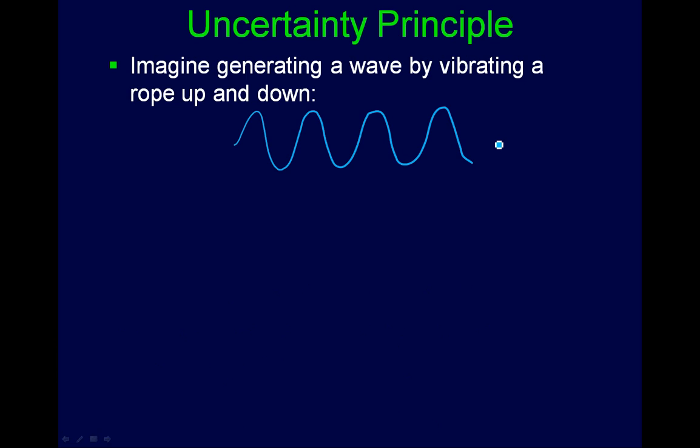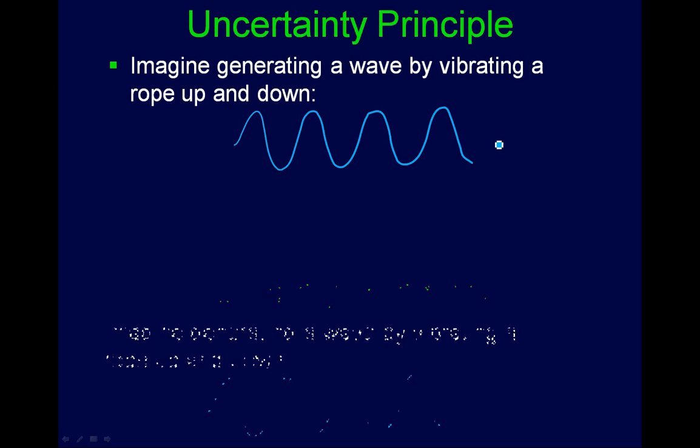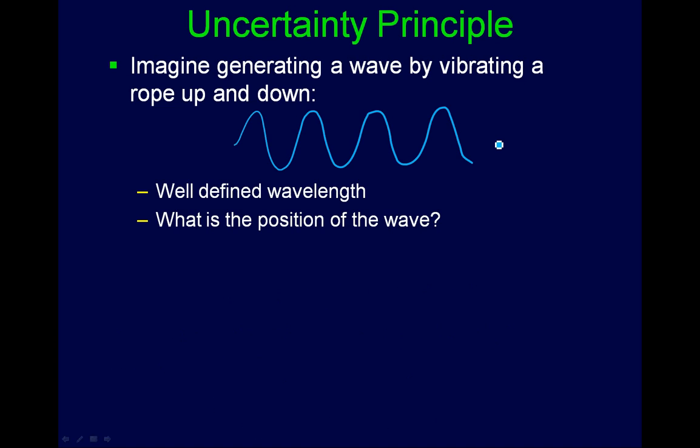So now the last thing, the uncertainty principle. If you look at waves, imagine generating a wave by vibrating a rope up and down. In this case, if I got this nice sinusoidal type wave, it's a very well-defined wavelength, right? I could just measure the wavelength from peak to peak. However, the position of the wave is much more spread out. So since we know the wavelength very well, we don't know the position.